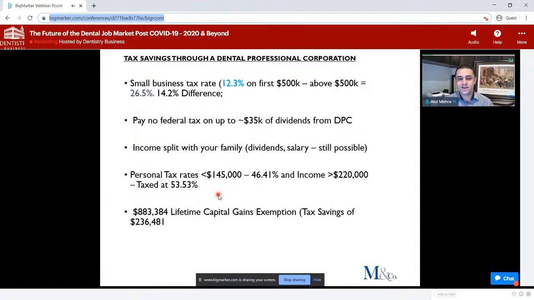Now, the other inherent advantage of incorporating is you also get eligibility for something called a lifetime capital gains exemption. And that's designed for people that sell their business. So if you own a dental practice and you're selling it, the current lifetime capital gains exemption, which is the concept where you don't pay any capital gains tax on the selling of your company's shares, is $883,384 of a benefit. And that could save you up to $236,000 in personal tax just by using that as a vehicle. That may not apply if you're an associate, but it could be something that's advantageous further down in your career.